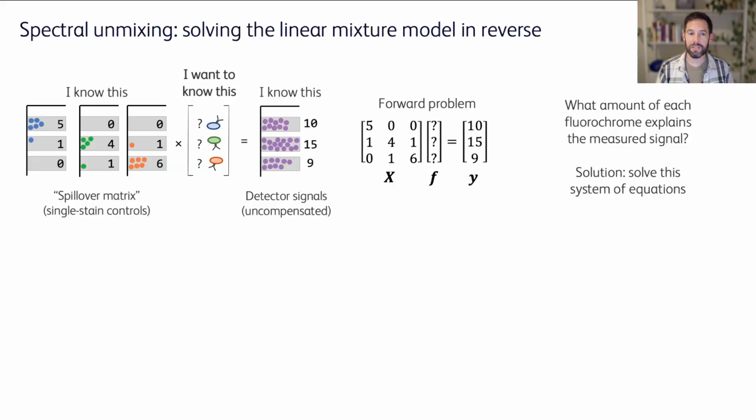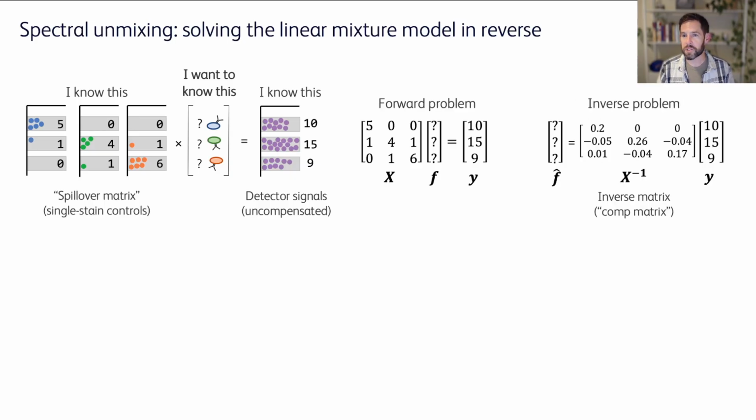And to do that, because we have the same number of equations and unknowns, we're just going to solve a system of equations, something that some of you may have done in high school math. To do that with a matrix representation, we're solving what's called the inverse problem. And in fact, this turns out to be something you do by taking the inverse of this matrix. That is actually what the compensation matrix is in conventional cytometry, just the inverse matrix of the spillover matrix. And we get our compensated data, F, by multiplying the compensation matrix by our vector of raw detector measurements, Y.